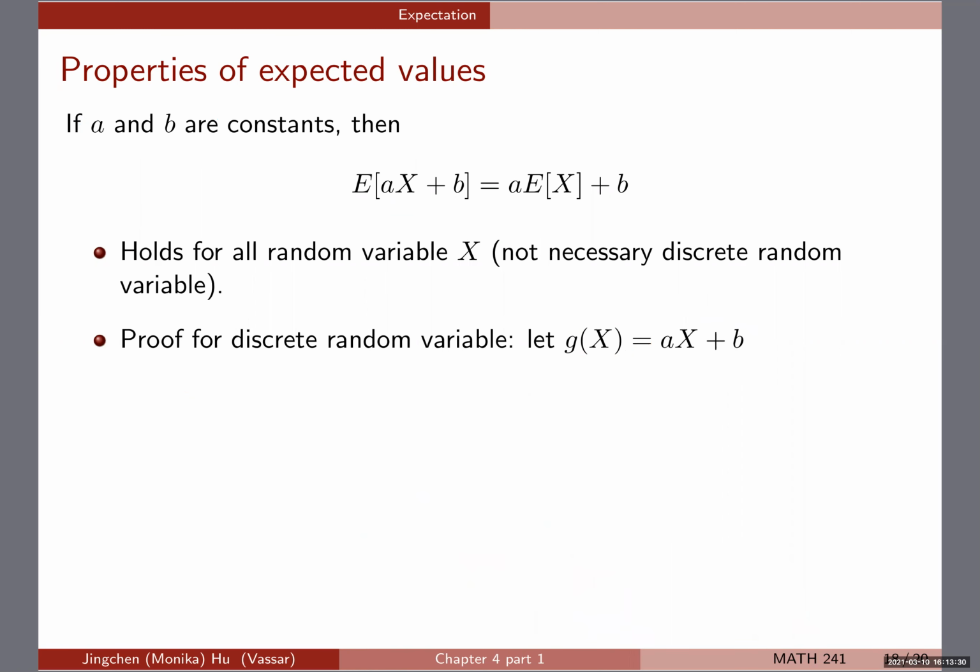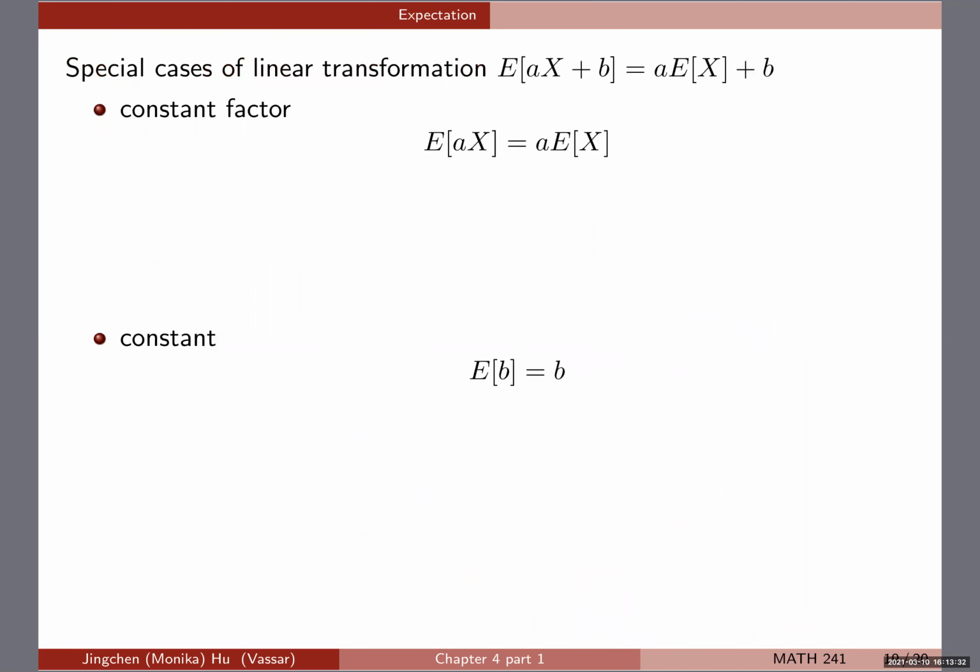There are some special cases of this linear ax plus b. If there's no b, then b goes away for both left-hand side and right-hand side. Or if there's only b, like there's no random variable anymore, then the expectation of a constant is itself. So E[b] will just be b. And then the first one up there is the constant factor: there's no b, so the expectation of ax is a times the expectation of x.